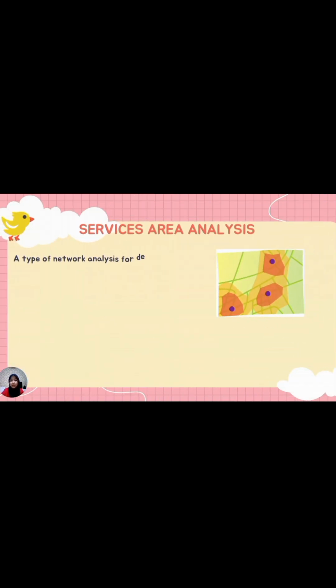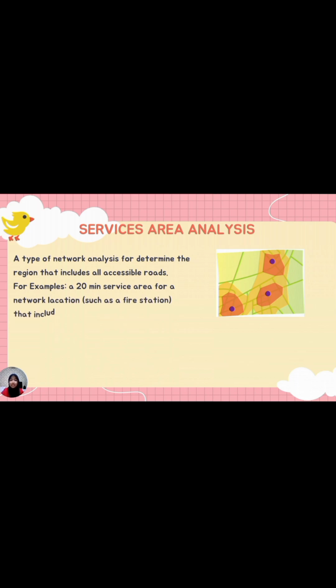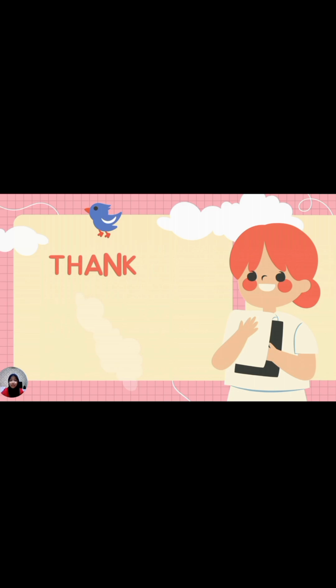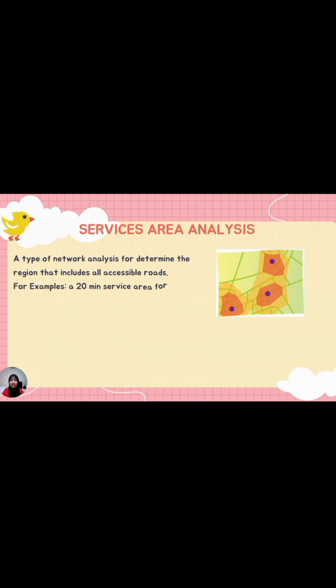In GIS network analysis, a type of network analysis is used to determine the region that encompasses all accessible streets, that is, streets that lie within a specific impedance. For example, the 20-minute service area for a network location, such as a fire station, includes all the streets that can be reached within 20 minutes from that location. From the picture given, there is a sample image of area analysis.